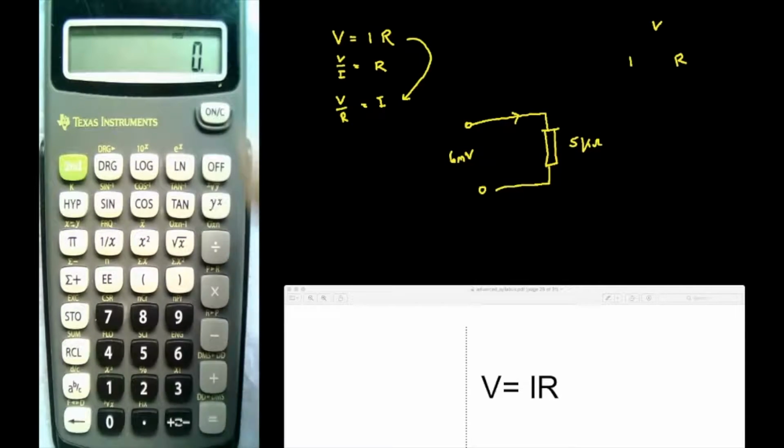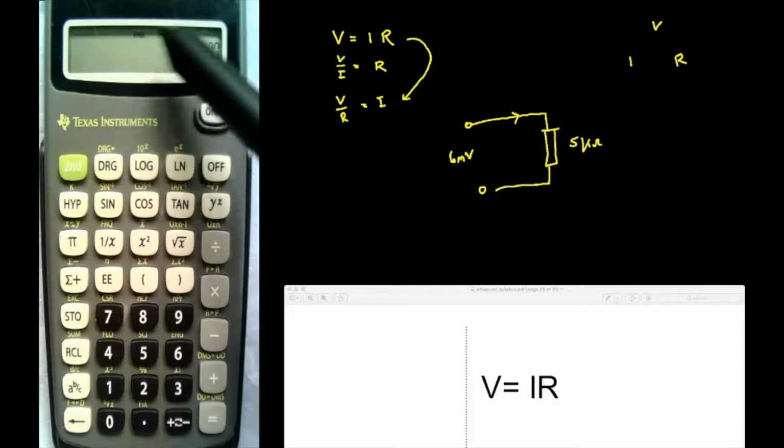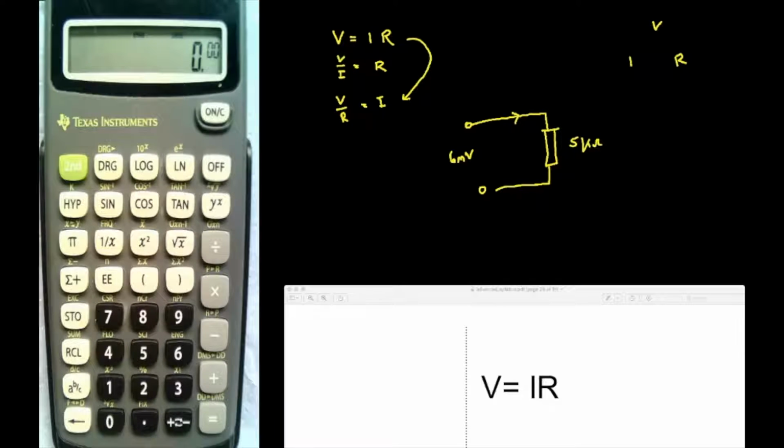So press clear, go to second function engineering, and confirm that you're in engineering. You've got eng at the top and the 0 there. It's not critical that it starts off in engineering mode, but it's convenient. You can always go back later and put it into engineering mode. So we're looking for V over R. What we want to solve is 6 millivolts over 5 kilo ohms, and that's the I equals.